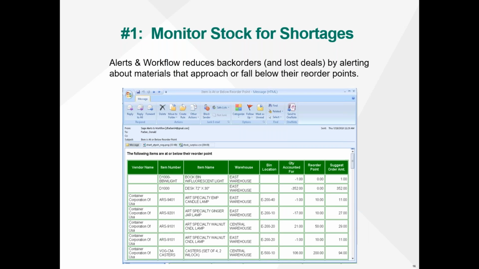Alerts and Workflow can monitor situations like stock nearing its reorder level, whether it's monitoring hourly, every half an hour, every 5 minutes, or even continuously. And the information that Alerts and Workflow delivers and communicates can take a number of different forms, including email. Here we've got an HTML email alert message, but also text messaging to a cell phone or creating dynamic web-based dashboards.